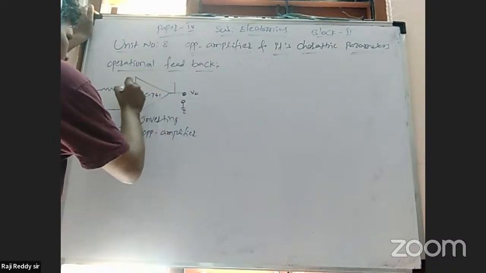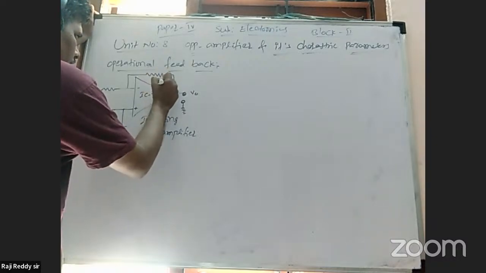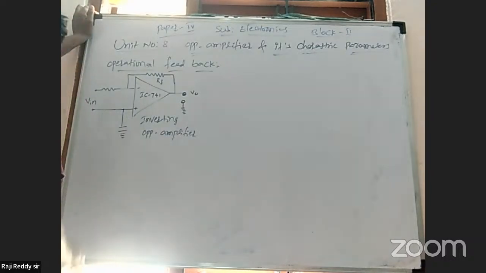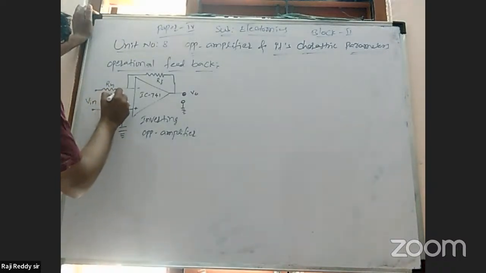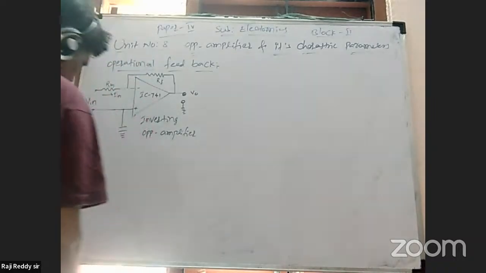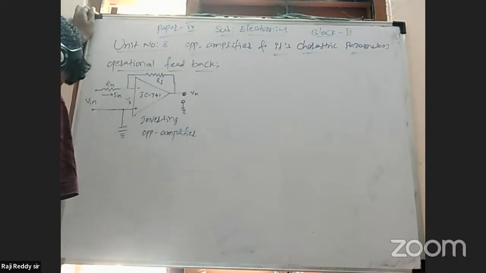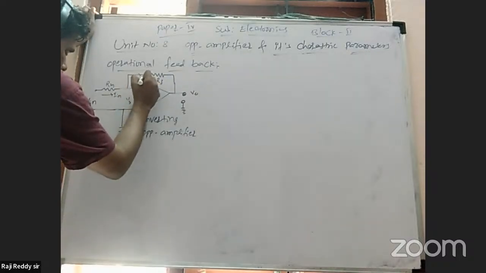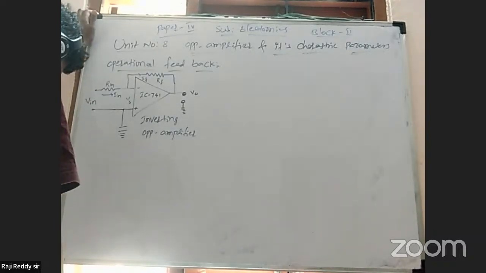Next, feedback is given to the input. This is the feedback resistance, RF. The input current across the input resistance is called I in. The input voltage between the two terminals is assumed as Vs. The current across RF is the feedback current, IF.